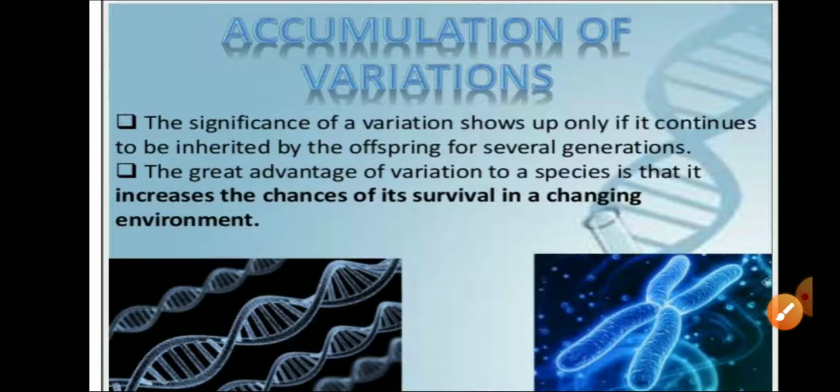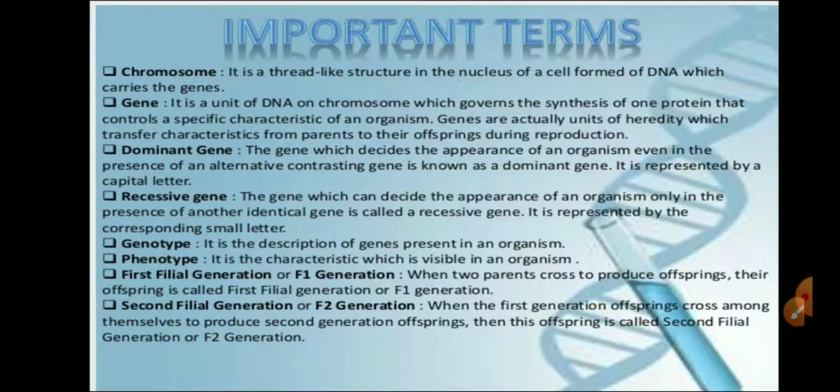Now, how do variations accumulate during inheritance? The significance of variations is that they show up only if they continue to be inherited by the offsprings for the next generations. The great advantage of variations to a species is that they increase the chances of its survival in a changing environment.